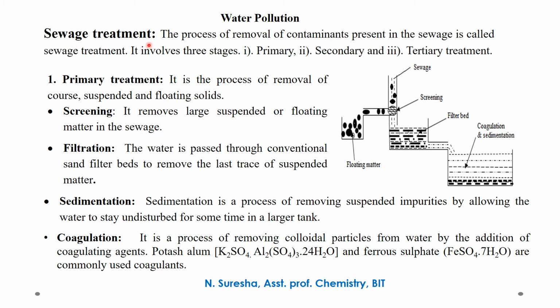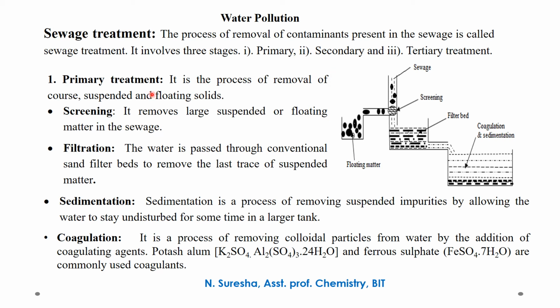This is the process of removal of contaminants present in the sewage, in both the domestic sewage and industrial sewage, and this process is called sewage treatment. It contains three stages: primary treatment, secondary treatment and tertiary treatment. Let us see one by one.